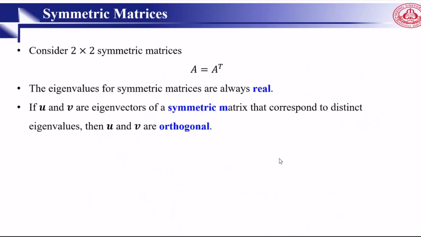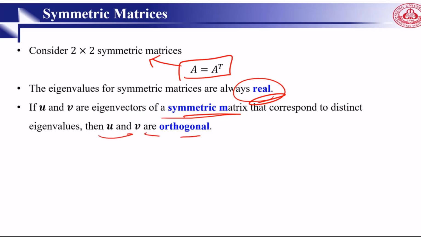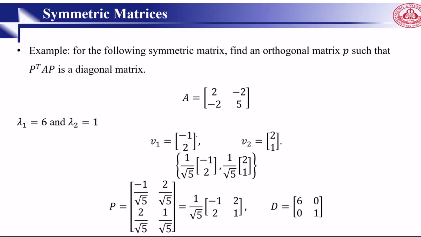The next concept is symmetric matrices. A symmetric matrix, as you know, is a square matrix that is equal to its transpose. If you flip the rows and columns, it will remain the same. Symmetric matrices have several properties, like real eigenvalues and orthogonal eigenvectors. The eigenvalues of symmetric matrices are real. And if u and v are eigenvectors of a symmetric matrix that correspond to distinct eigenvalues, then u and v are orthogonal. These are the characteristics of symmetric matrices.